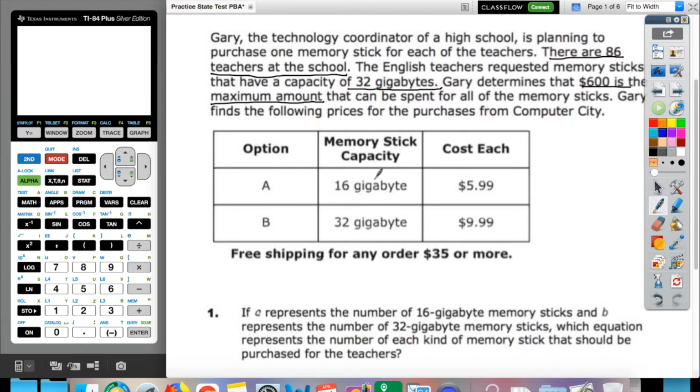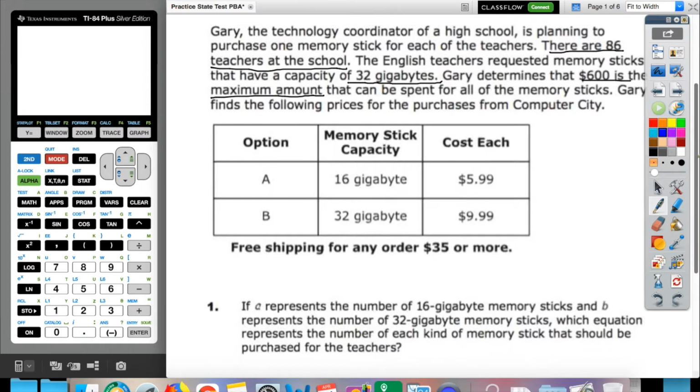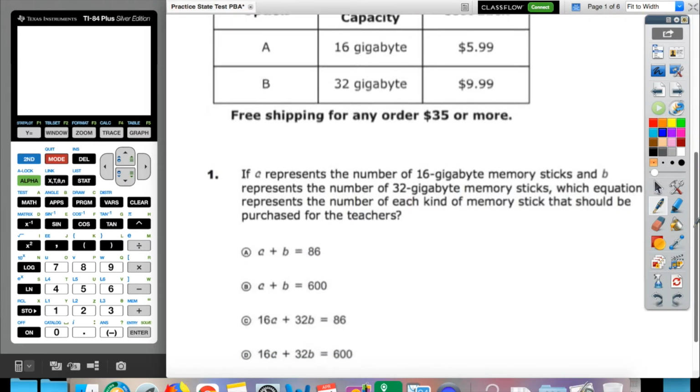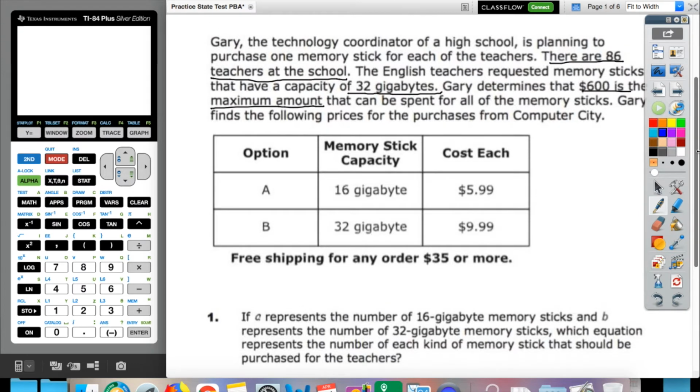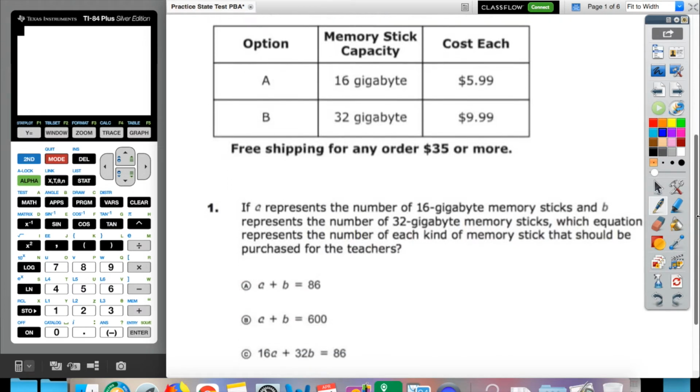So we have option A for the 16 gigabytes. Those are going to cost $5.99 each. And then the 32 gigabytes are going to cost $9.99 each. And then we get free shipping if we order more than $35. So every question we have, all of the next 8 questions are going to be based off of this information.